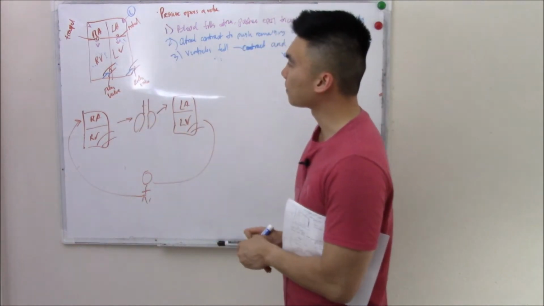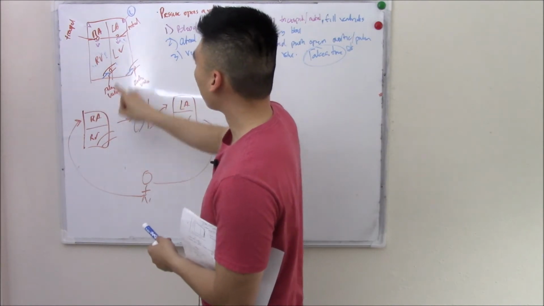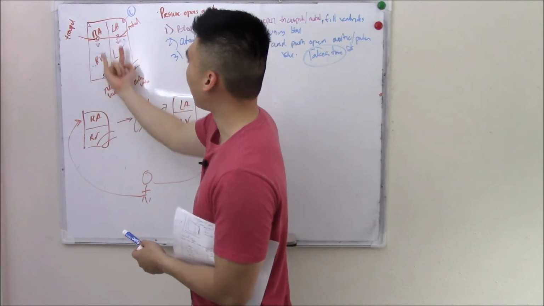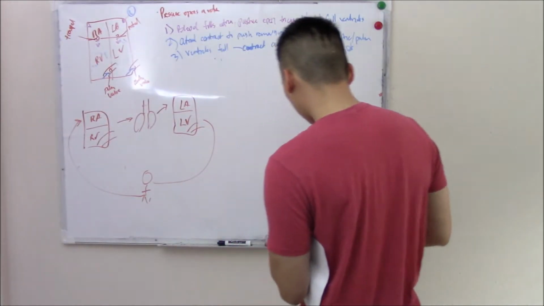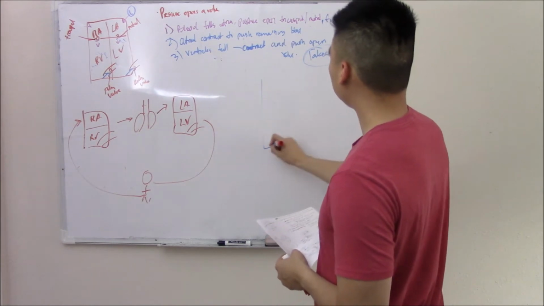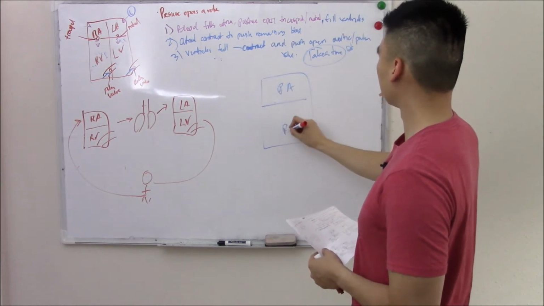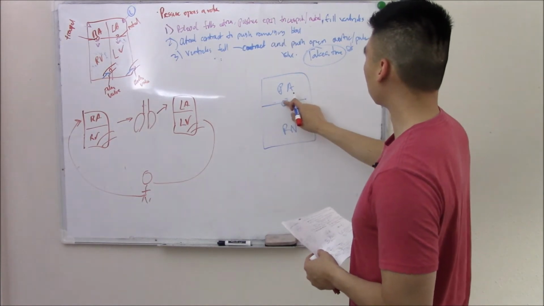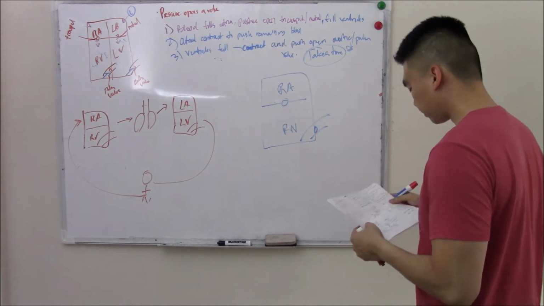Now you might be thinking, if your ventricles contract and they're pushing blood out, what's to stop it from pushing blood back up to your atria? That's a great question. Let's just draw your right atrium and your right ventricle. And there's a tricuspid valve right here, pulmonary valve right here.